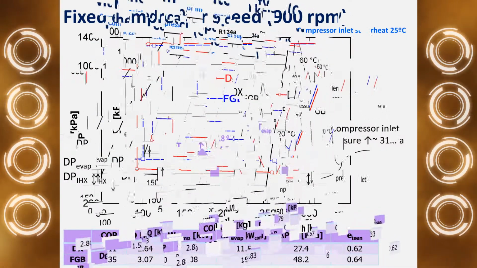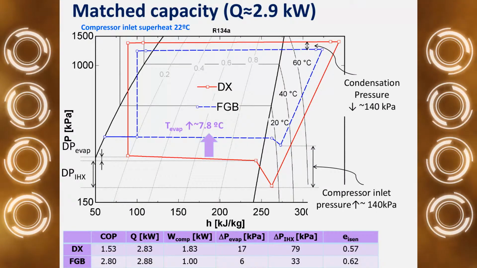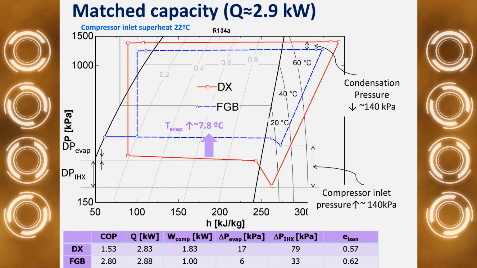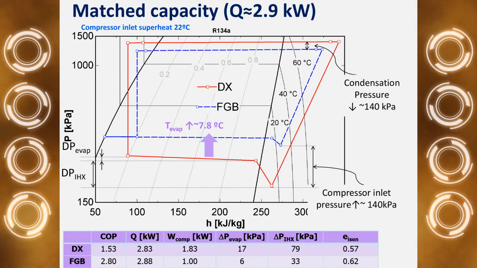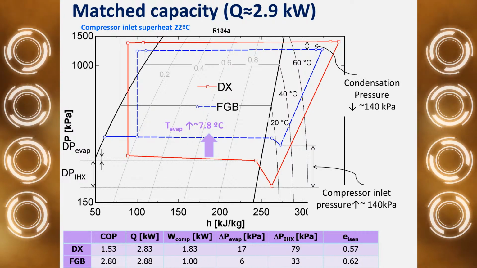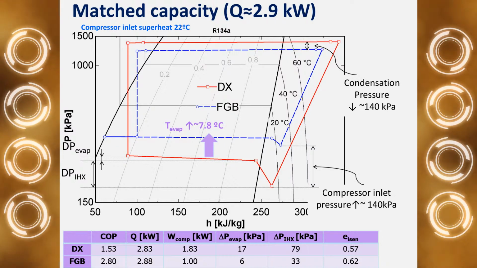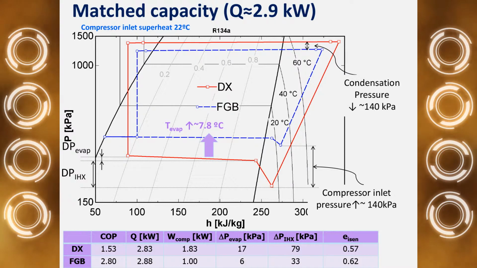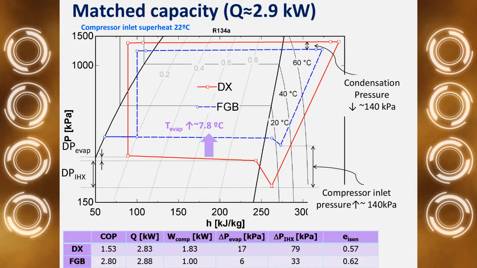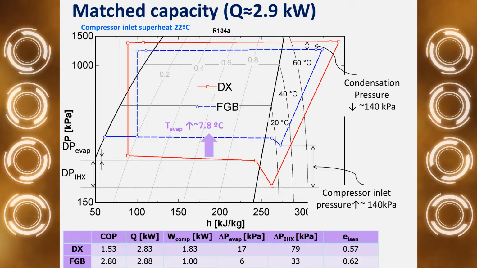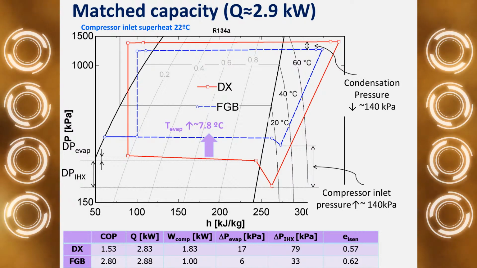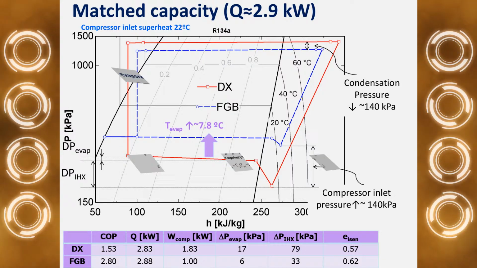And when we were matching capacity and took the pH diagram, you can also see here that our evaporation temperature was higher by 7.8 degrees in FGB mode, and we had a lower pressure drop over the evaporator. Our compressor inlet pressure was higher in FGB mode by up to 140 kPa, and condensation pressure was lower by 140 kPa, and that shows us that COP was way higher in FGB than in DX. You can see here that FGB COP was 2.8 and in DX was only 1.53.